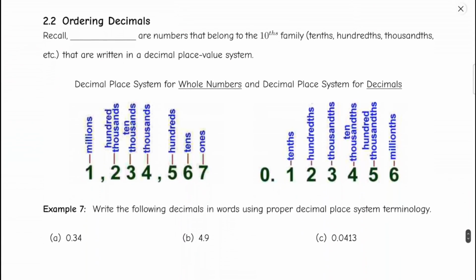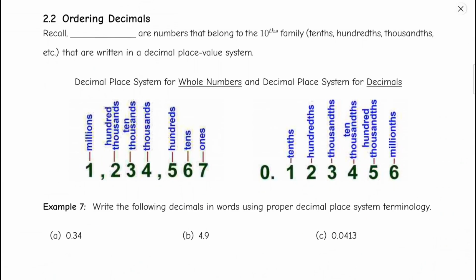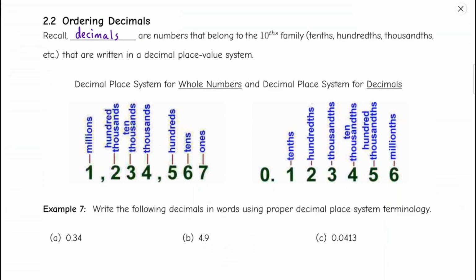2.2, ordering decimals. Recall, decimals are numbers that belong to the tenths family. Tenths, hundredths, thousandths, etc. that are written in a decimal place value system. So the one on the left is for whole numbers. You have ones, tens, hundreds, thousands, 10,000, and so on. For decimals, you have tenths, hundredths, thousandths, and so on.